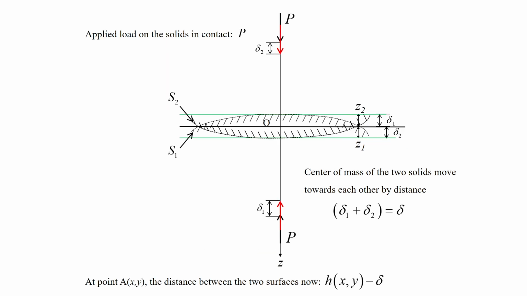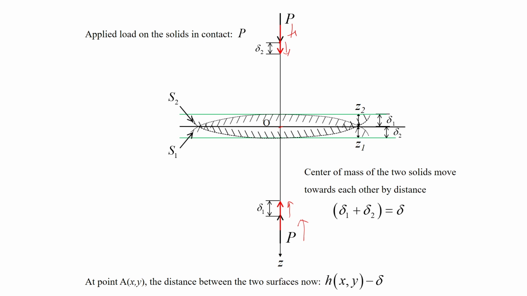Now, the applied load on solids in contact. Let us say we apply the load on these two solids in contact. What happens is something like this. Suppose we have applied the load P over here, and an equal load P is applied over here. Because of this load, the points of application, which are far away from the contact point, move. Let us say this point has moved by distance delta 2 and this point has moved by distance delta 1.